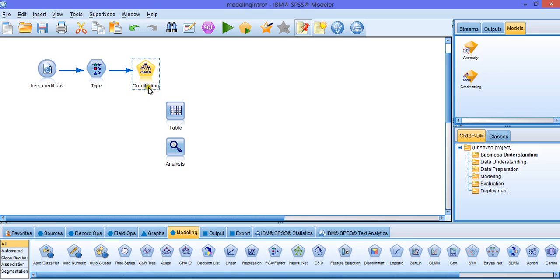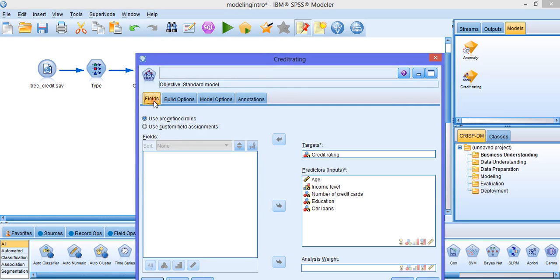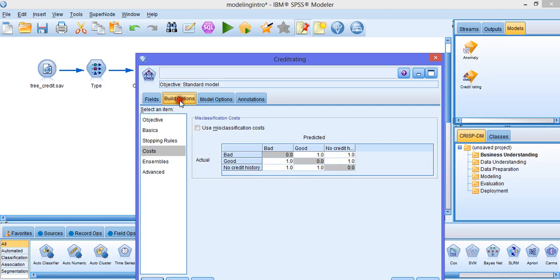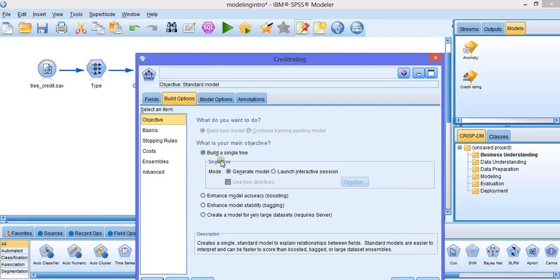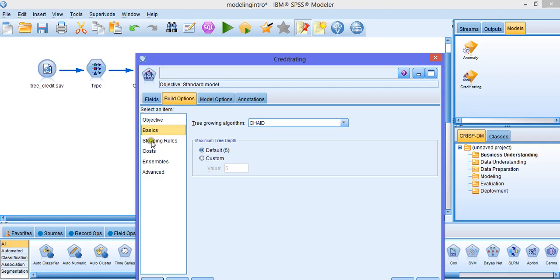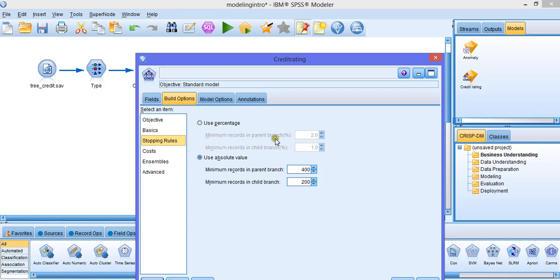So let's browse our model a little bit. Here you can see the target is the credit rating and the others are the predictors. We're creating a single tree model, and it's a basic CHAID model. For the stopping rules, we want to have a general idea about what customers are good and bad, so we want to limit our results. We don't want to expand the branches in the decision tree so much. In order to simplify it, we set the minimum records in the parent branch to 400 and in the child branch to 200. And let's run our model.